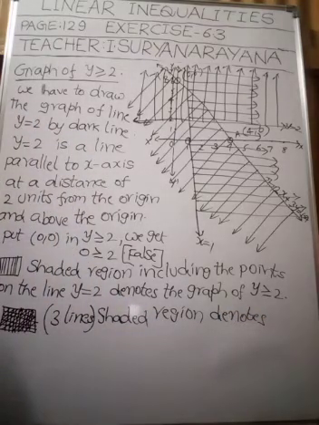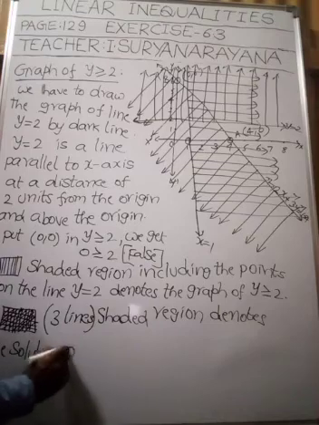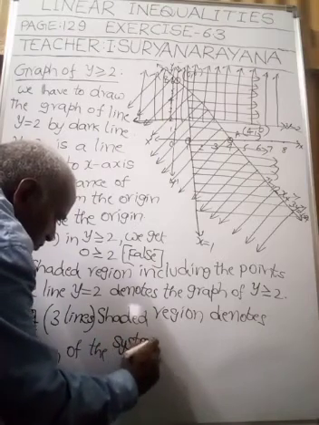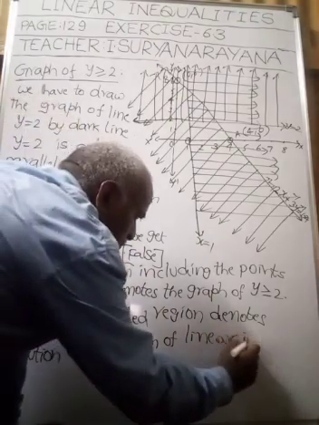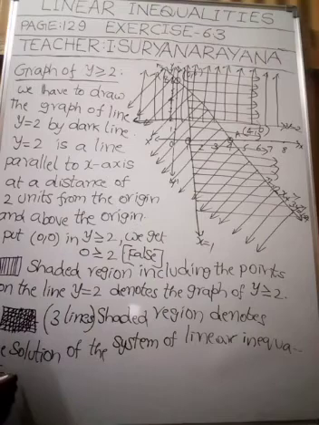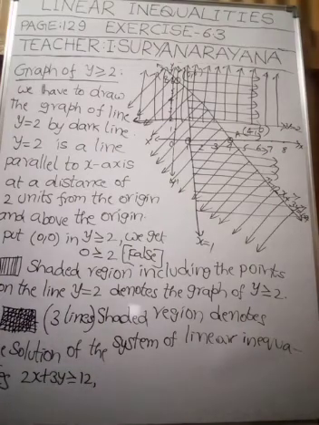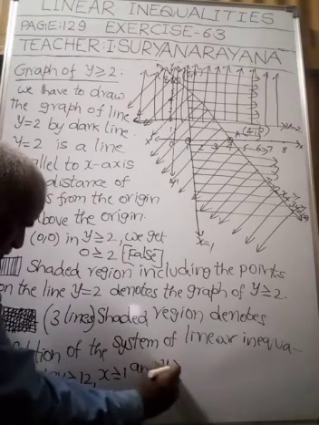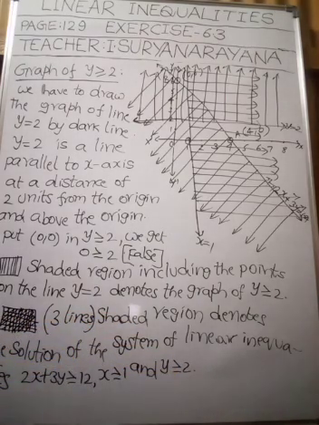Three lines shaded region denotes the solution of the system of linear inequalities 2x plus 3y greater than or equal to 2, x greater than or equal to 1, and y greater than or equal to 2. Finally, we have to write this conclusion step. Understood this point, my children?